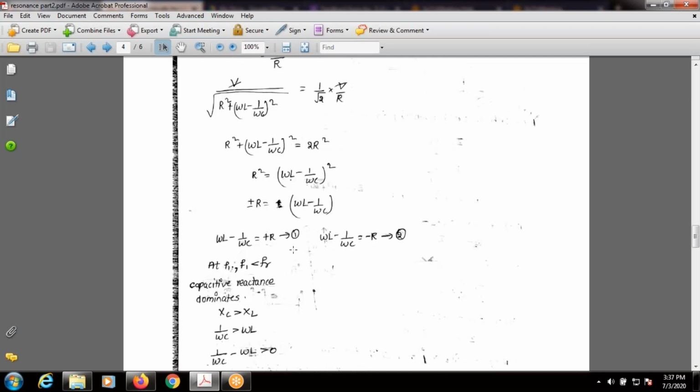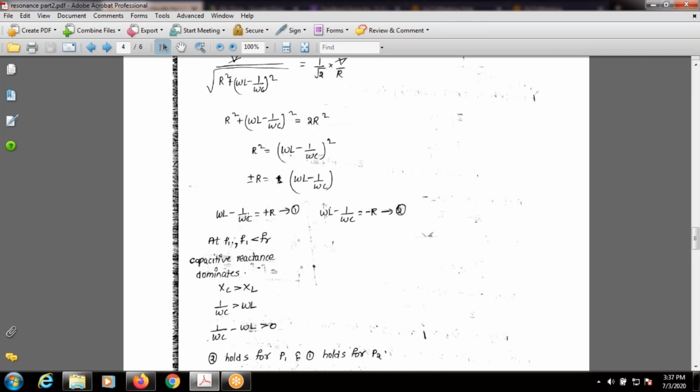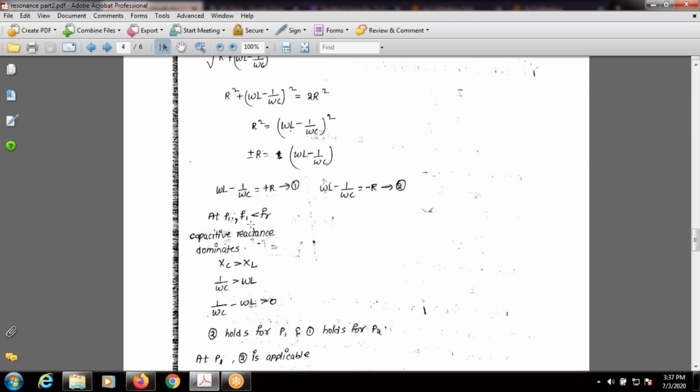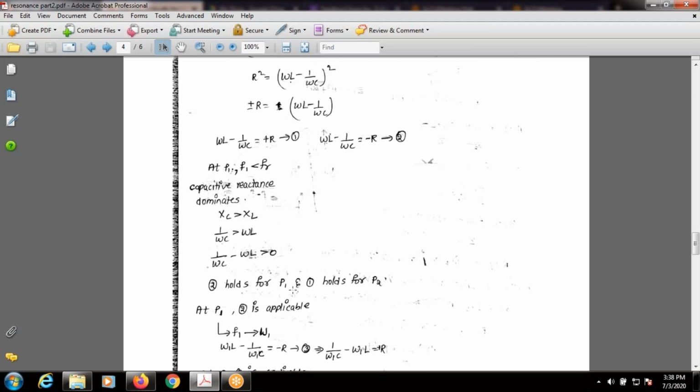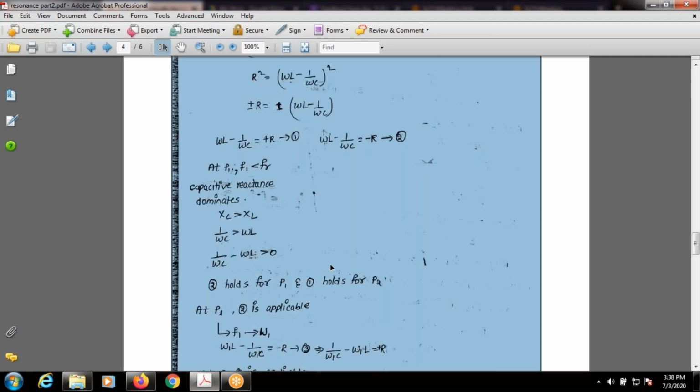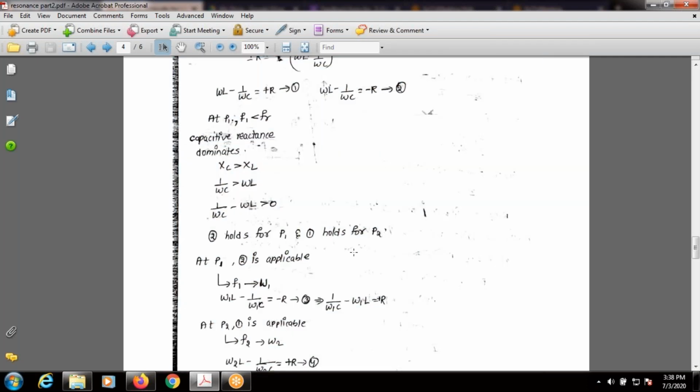And finally, we get two expressions. The first expression: omega L minus 1 by omega C is equal to plus R. And the second one: omega L minus 1 by omega C is equal to minus R. At F1, less than the resonant frequency FR, the capacitive reactance dominates. Now this is the expression, and the second holds for P1. This expression holds for P1, and similarly, the first holds for P2.